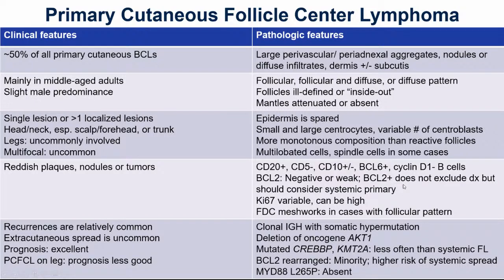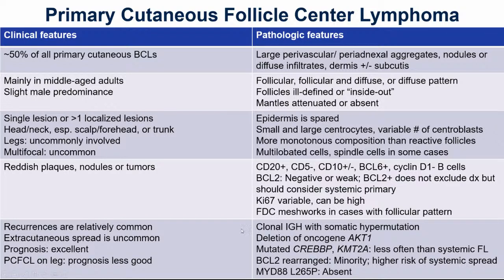Expression of BCL2 by the neoplastic cells does not exclude the diagnosis, but one should really carefully consider the possibility of a systemic primary that has secondarily spread to involve the skin. The Ki67 proliferation index is quite variable, and it can be quite high. It can be a little frightening when you first encounter this high proliferation index in primary cutaneous follicle-centered lymphoma, but it really does not portend an ominous prognosis. And when you have follicle formation, those follicles will typically be accompanied by follicular dendritic cell meshworks.